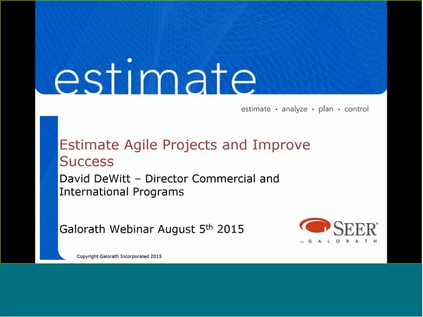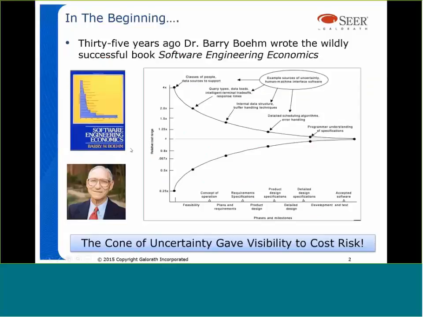About 35 years ago, it's hard to believe it's been that long, back in 1981, Dr. Boehm wrote his book on software engineering economics. Essentially, he gave us a formula for understanding uncertainty and how that relates to cost risk. His cone of uncertainty is quite famous, and most of the world really gravitates towards his understanding of cost economics around software, because software can be hard to do. His cone of uncertainty gave us some structure.